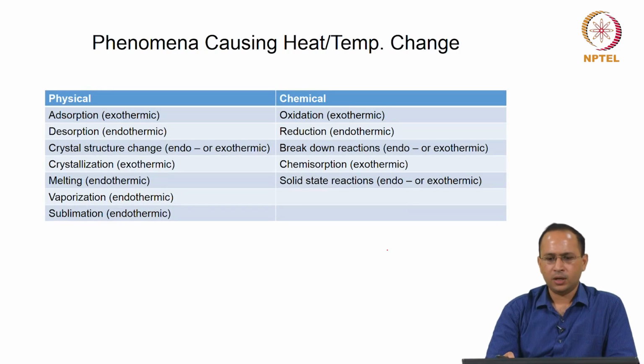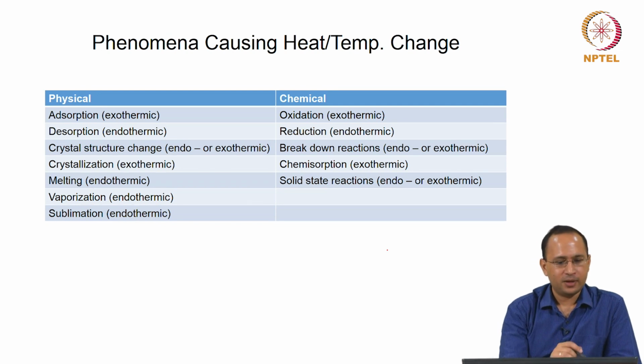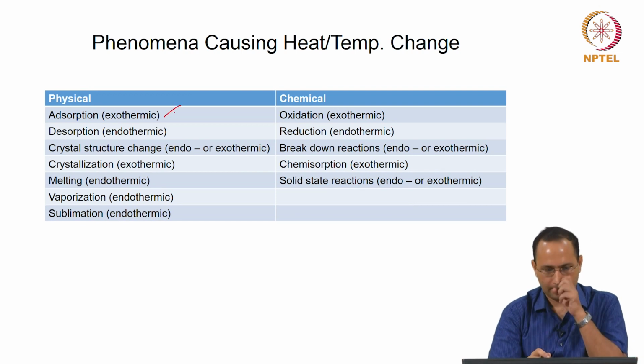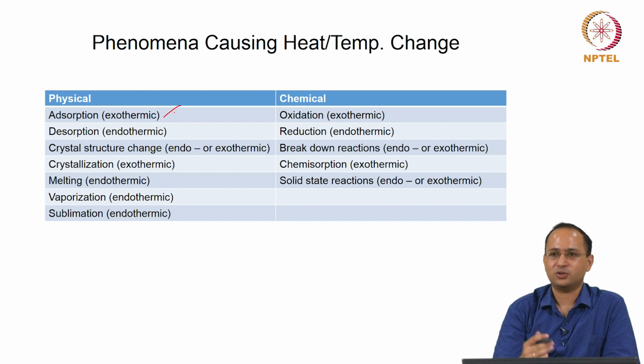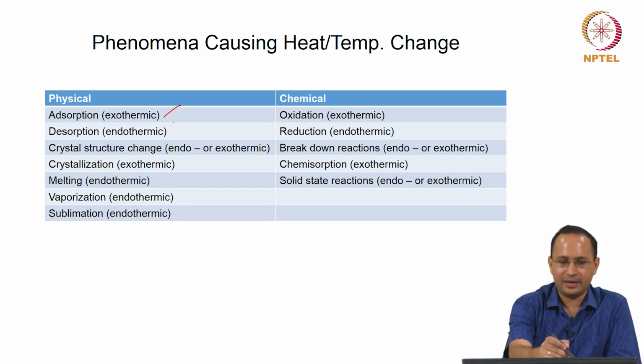Okay. So, now let us look at what kind of processes or phenomena can cause this temperature change, right. We want to study a process, so we want to know what kind of processes can be studied using this technique. As long as there is a heat release or heat absorption, right. For an example, adsorption, we look at the physical properties. Something is getting adsorbed, right. It is typically an exothermic reaction. It involves release of heat, so we can measure it. Desorption is endothermic, right.